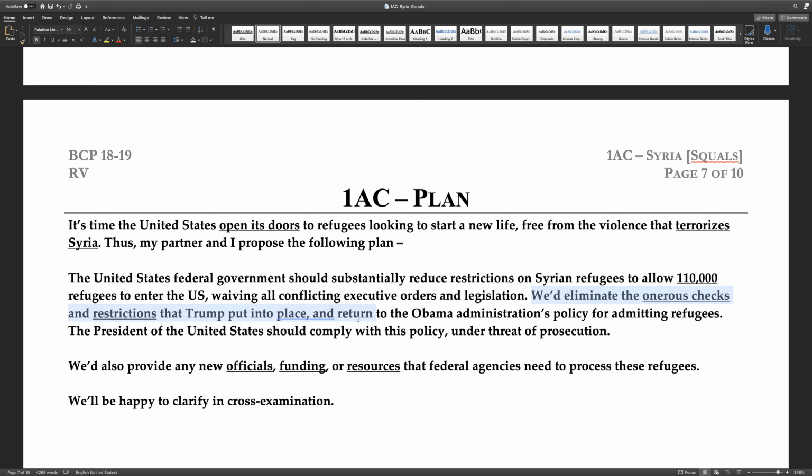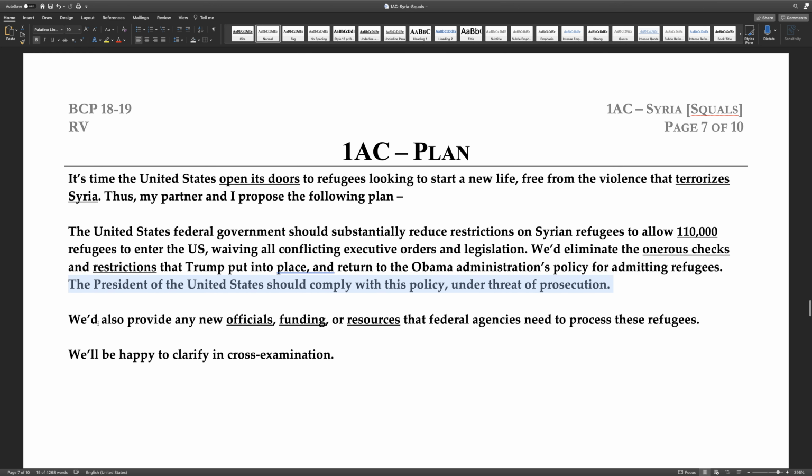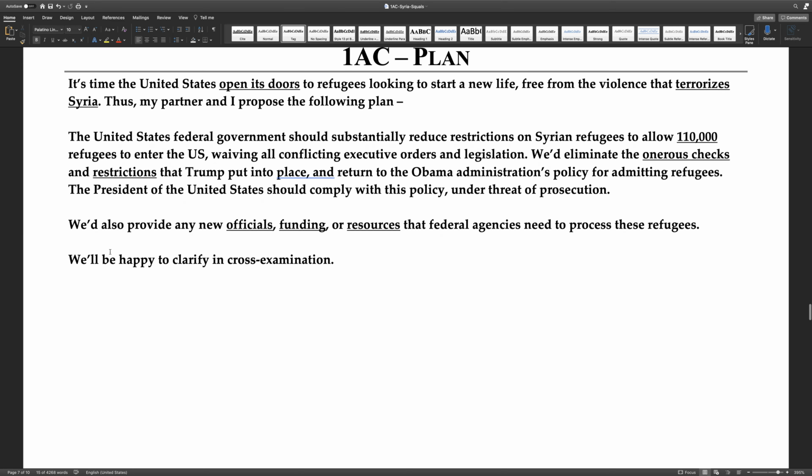We'd eliminate the checks and restrictions that Trump put into place and return to the Obama administration's policy for admitting refugees, and the president would comply with this policy. Oh, I see. This last sentence was just because a lot of people would say President Trump wouldn't comply with a policy that explicitly lets in Syrian refugees. So they just put in a sentence that said he should. But this was an annoying argument. Anyways, and then they say, well, we'll be happy to clarify in cross-examination.